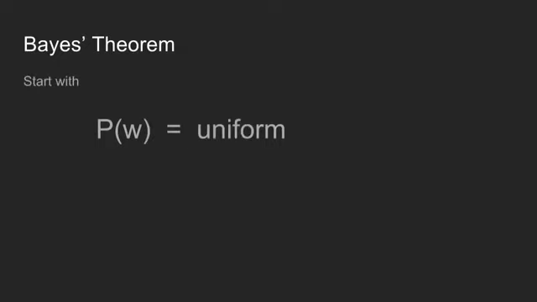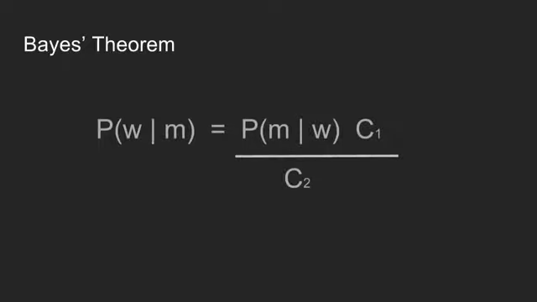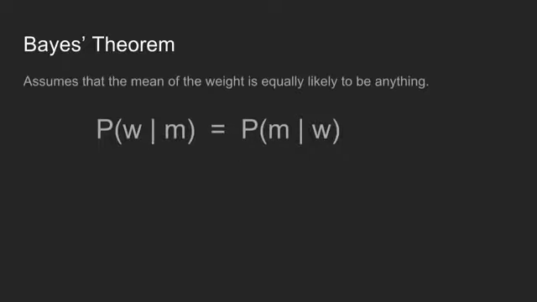So we're going to start by not assuming anything about her weight. Could be 1 pound, 10 pounds, 20 pounds, 100 pounds. We're going to let this be uniform and we're going to let the data speak. So now our formula looks like this. We can further simplify it.